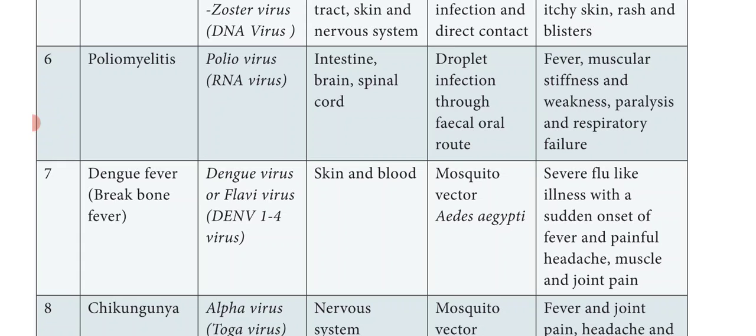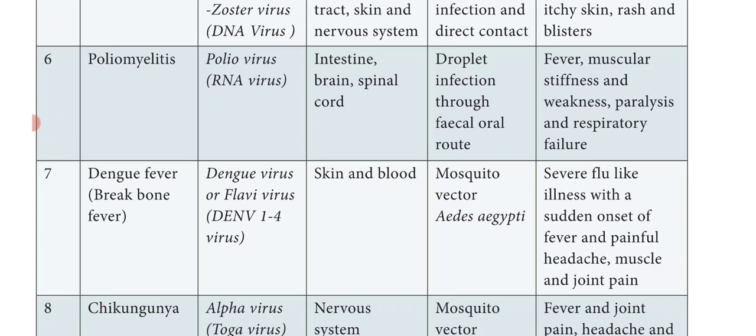What do we mean by fecal oral route? It means sometimes the fecal matter, that is the stools, gets contaminated in the food and water. So when a person takes the contaminated food and water, the disease is caused.